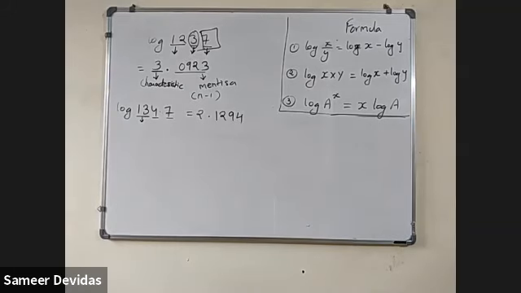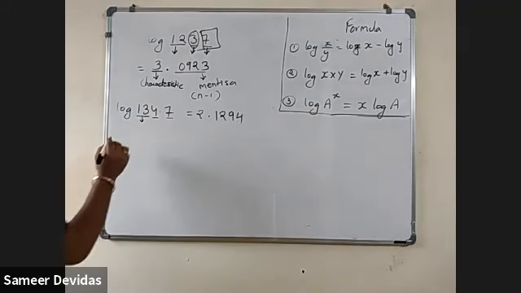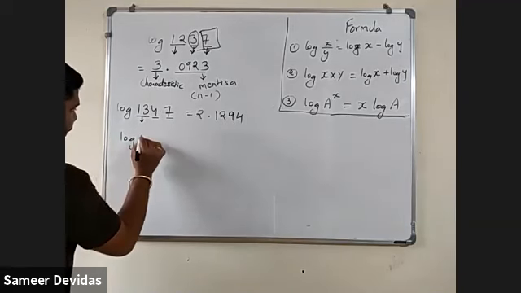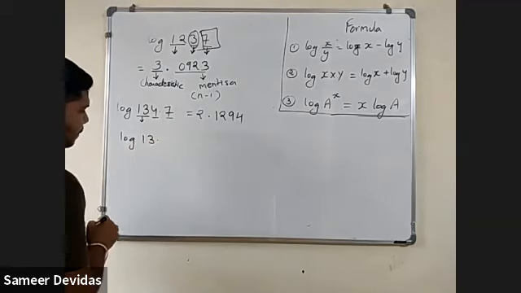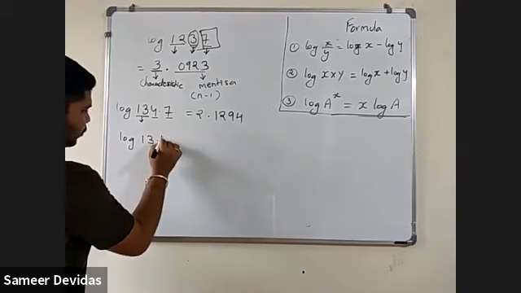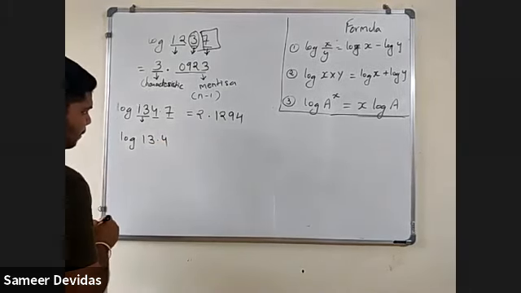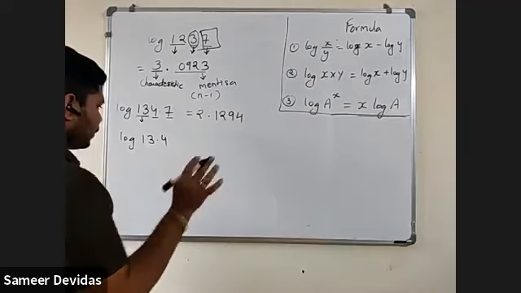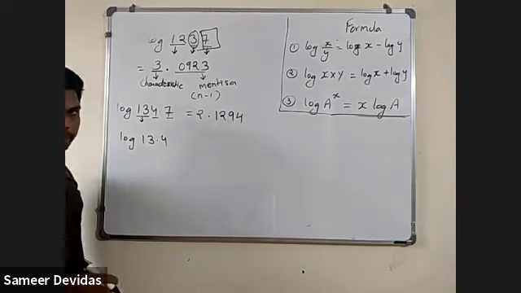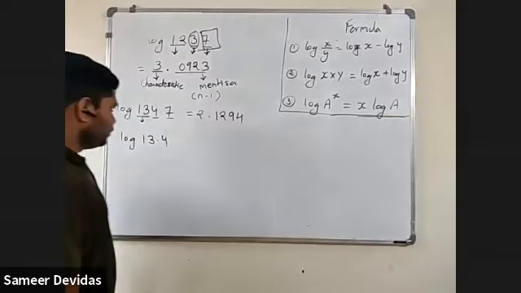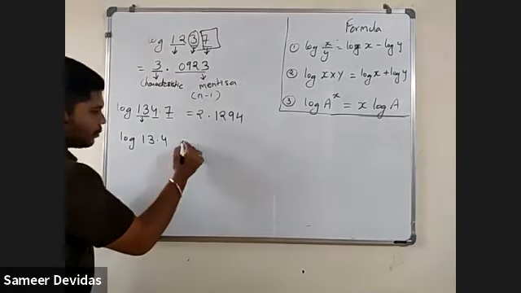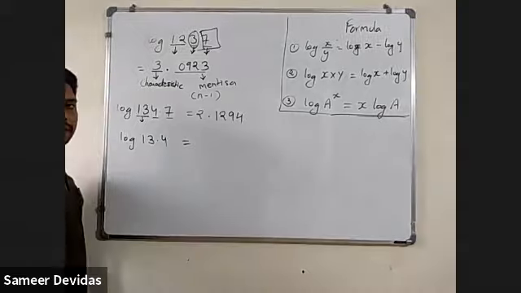Note it down. We'll go to the next one now. Log 13.4. Okay, 13.4. See this number. 13.4. Tell me, what is the characteristics?